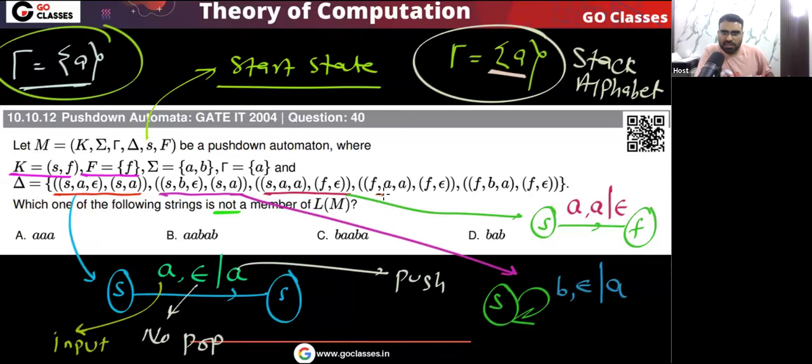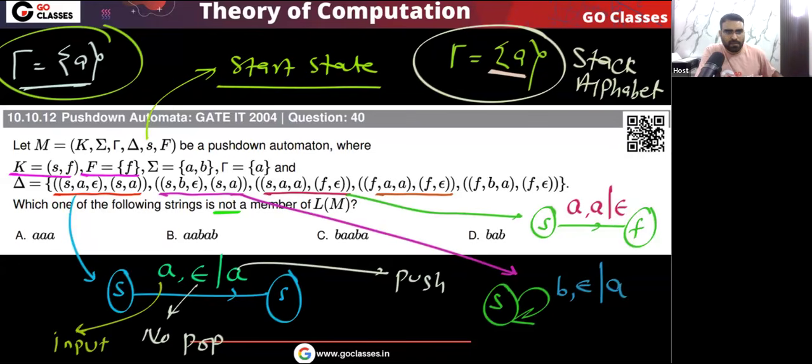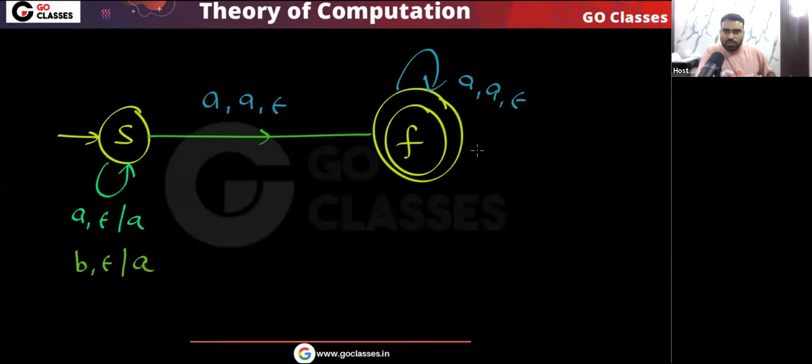What about the next transition? From F I am going to F, A comma epsilon. What about the next? That is F to F, B comma epsilon. I hope you understood. So this is the given PDA. Is this clear? Please tell me. This is the PDA that is given to us.